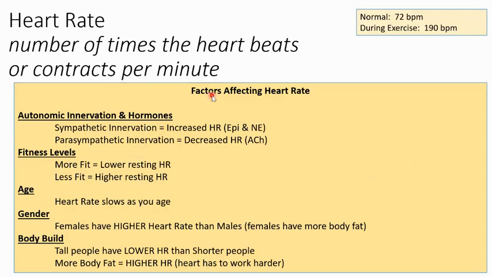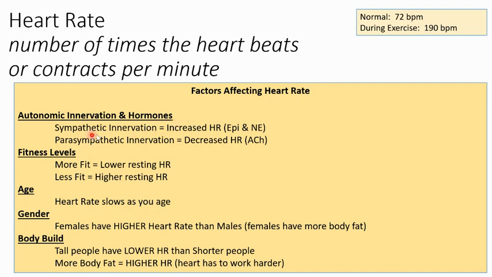Okay, so now let's take a look at heart rate. Heart rate is defined as the number of times the heart beats or contracts per minute. And again, I'm not going to ask you this on the test, but I do want you to take a look at what happens with the normal heart rate versus what happens with the heart rate during exercise. And as you can see, during exercise, the heart rate is going to increase. What factors affect heart rate? Well, autonomic innervation and hormones.